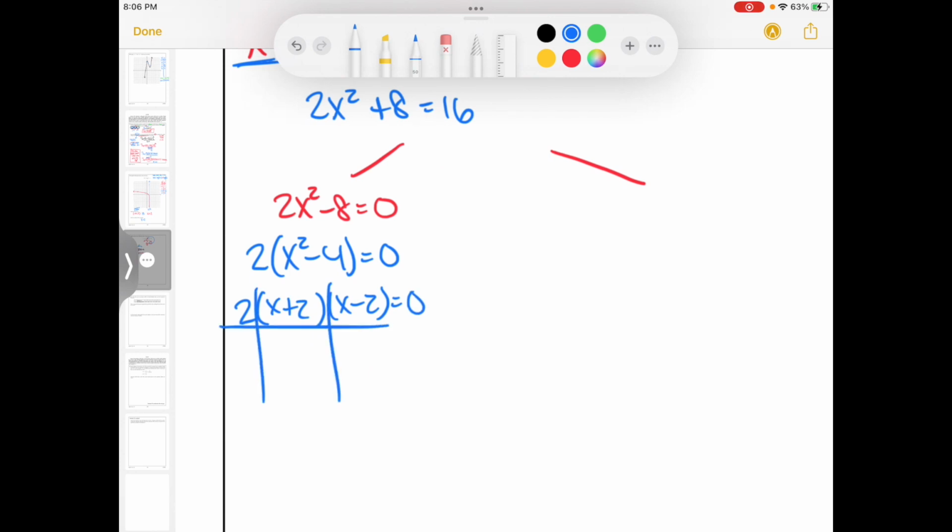Okay, now I'm going to tee this up. Over here, 2 equals 0, nothing happens. Here, x plus 2 equals 0 will end up getting me a negative 2. And here, x minus 2 equals 0 will get me a positive 2.